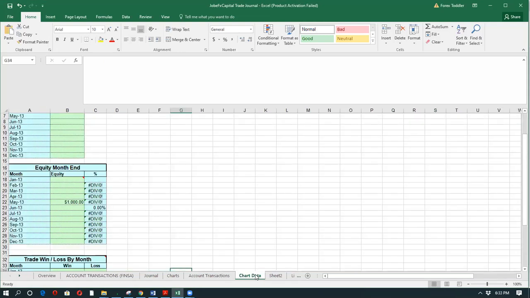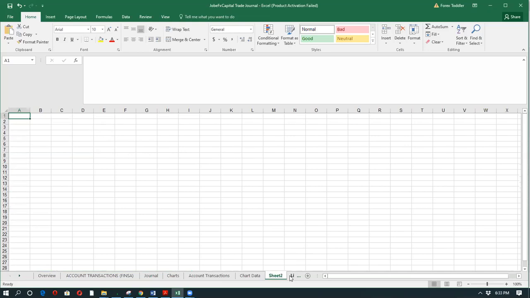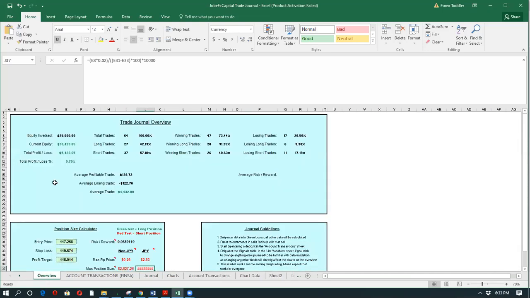These over here, I actually haven't done anything on them really. Equity invested 25,000, current equity 30,000, total profit or loss 9.7. Basically, this is giving me a nice picture on one sheet of what I'm doing on each and every trade I take. But you can just do your overview once every week. That's what I do, to see how I'm doing, my total profit or loss. I use it for risk management every time.